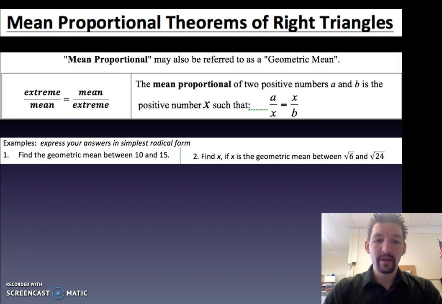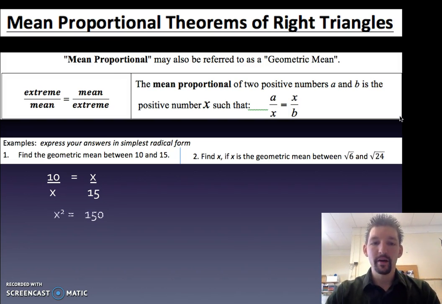So looking at the first example, find the geometric mean between 10 and 15. So when you set this up, you're going to put 10 over x and then x over 15. Or it doesn't matter, you could reverse these. It could be 15 over x equals x over 10. It would not matter, because when you do the next step here, which is going to be to cross multiply, you'll end up with x squared equals 150.